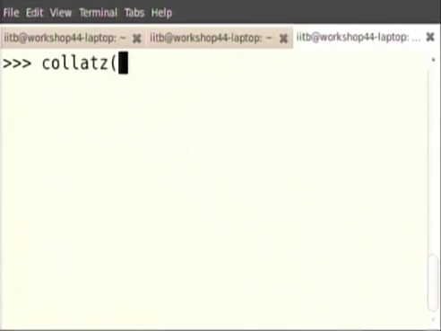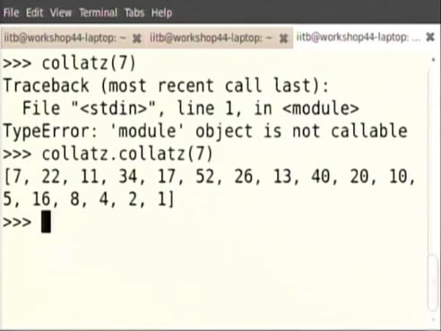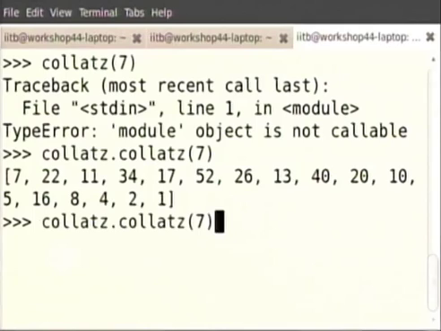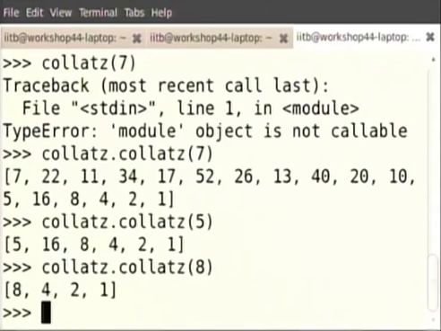We know how to use it, we simply say collatz 7, right? No, why? Collatz is a module name now. So, the symbol name inside that is collatz.collatz. This is very good. So, it works. Now, let us see what happens if you give 5, good, if you give 8.